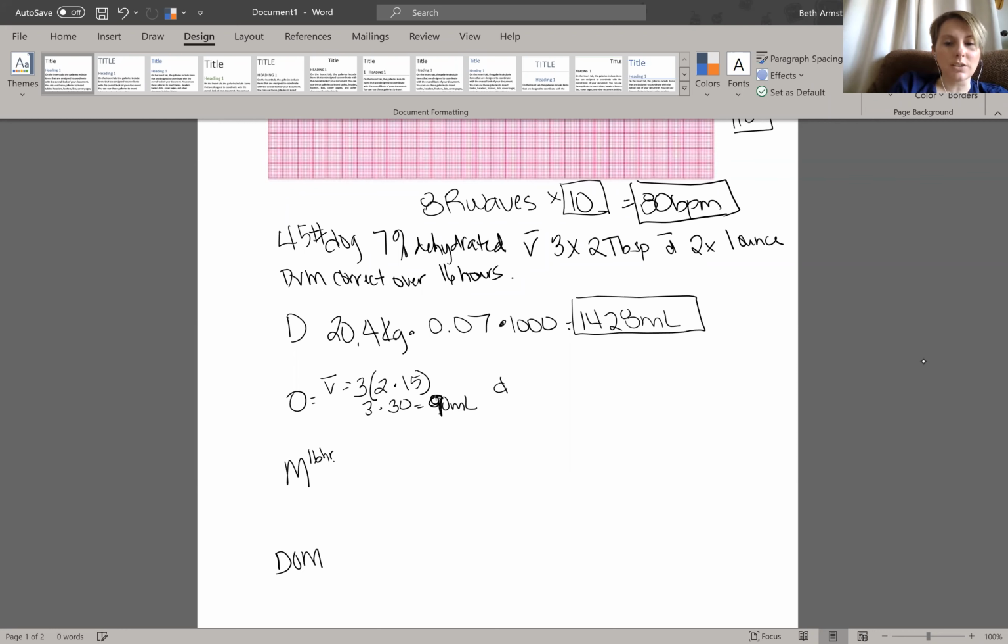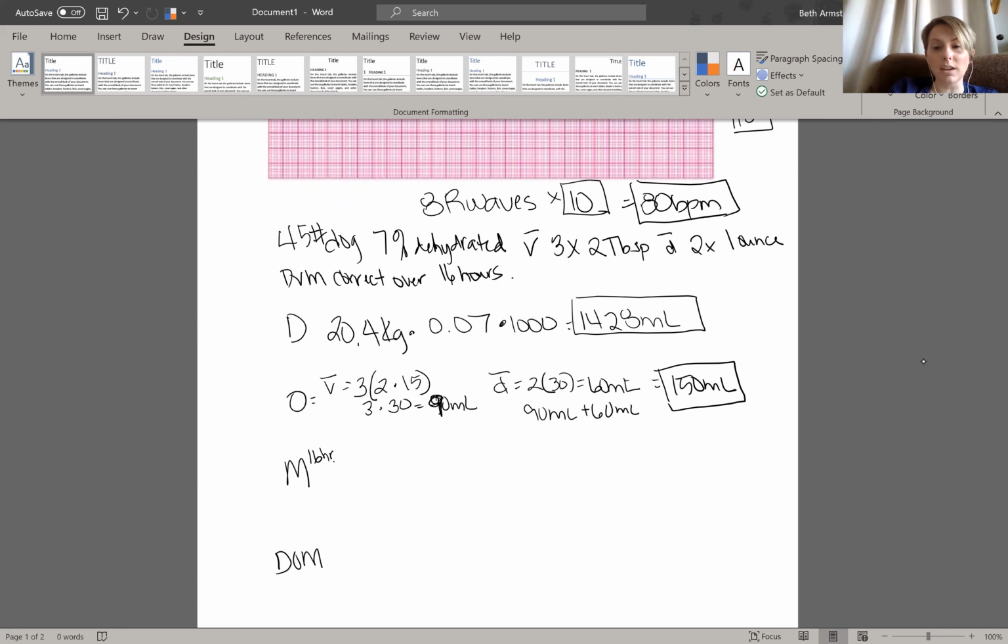So then let's figure out diarrhea. He had diarrhea 2 times, and then it was 1 ounce. So that's easy, luckily. So that would be how much? 60. 60 mLs. So let's put that together. So 90 mLs plus 60 mLs equals 150 mLs. So that's our ongoing losses that he had. So at the end, we'll add these 2 together, and now we just have to figure out our maintenance.